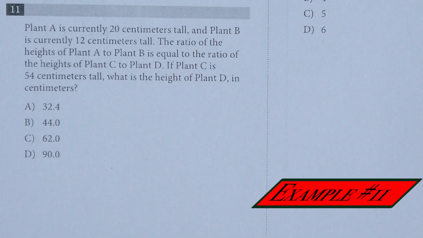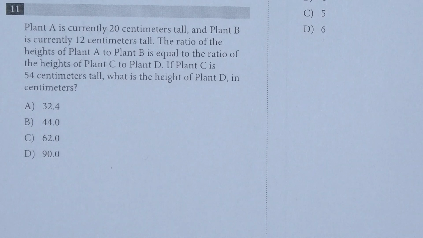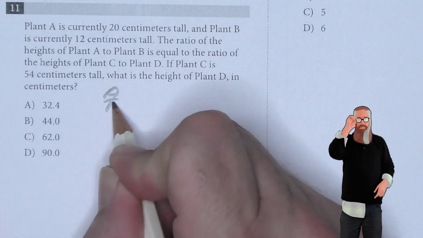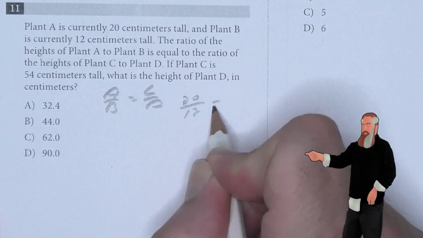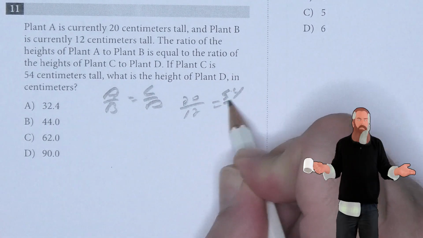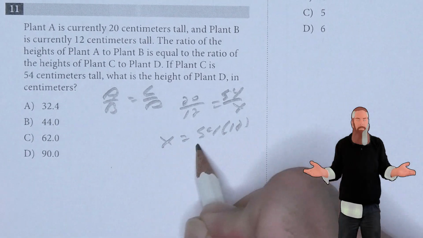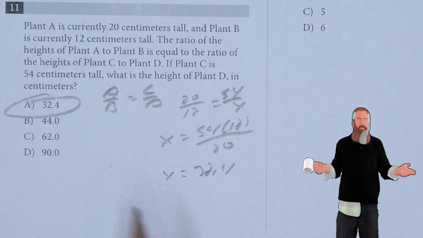Plant A is currently 20 centimeters tall, and plant B is currently 12 centimeters tall. The ratio of the height of plant A to plant B is equal to the ratio of the height of plant C to plant D. If plant C is 54 centimeters tall, what is the height of plant D in centimeters? So we're looking at A over B being equal to C over D. This is going to give us 20 over 12 being equal to 54 over X. This means that X is equal to 54 times 12 divided by 20. So X is 32.4. A is the answer.